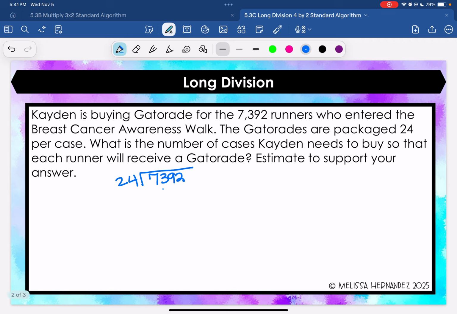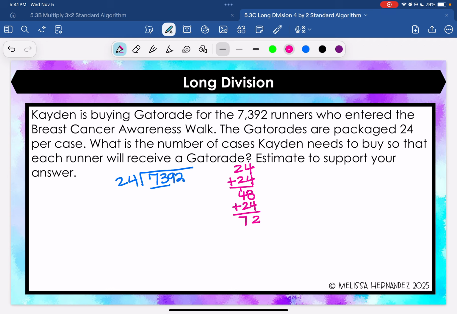And so now we're going to look. Does 24 go into 7? No, but it does go into 73. So our first division problem is 73 divided by 24. What you're going to do is go to the side and just add 24 plus 24. You end up with 48. You can get closer, so you add another 24 and you end up with 72. If you add another 24, you're going to go past the 73.